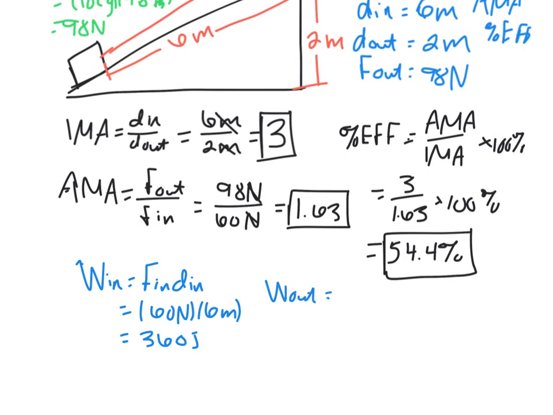The output work is your output force times your output distance. So 98 newtons times 2 meters, which equals 196 joules.